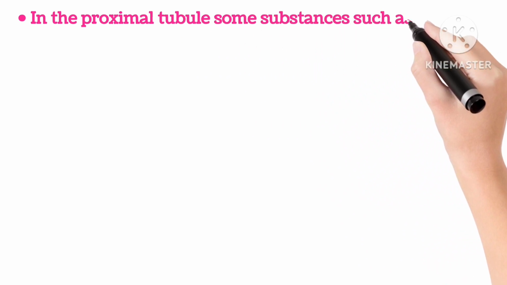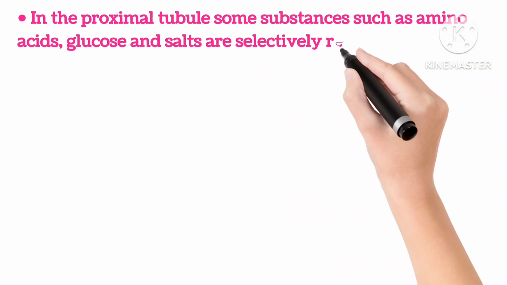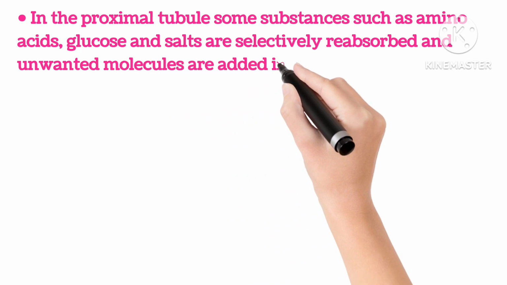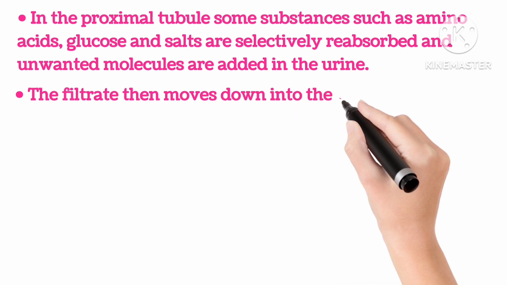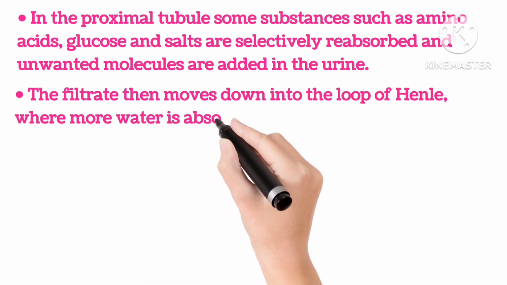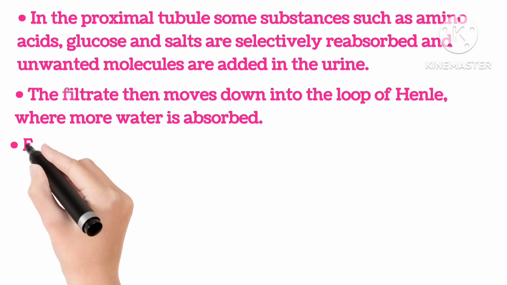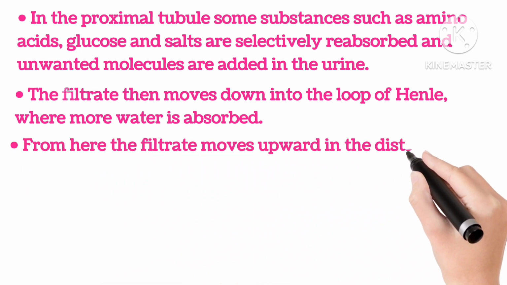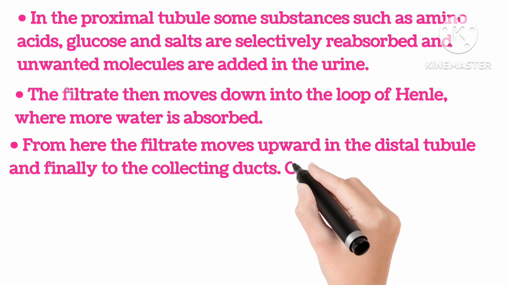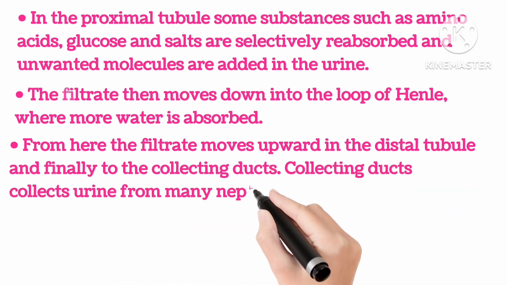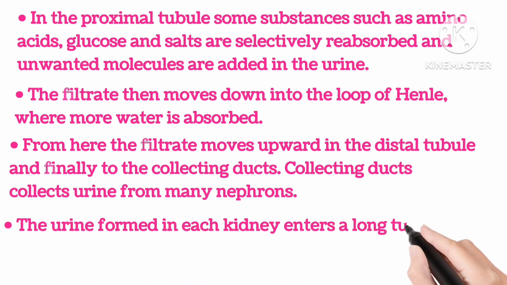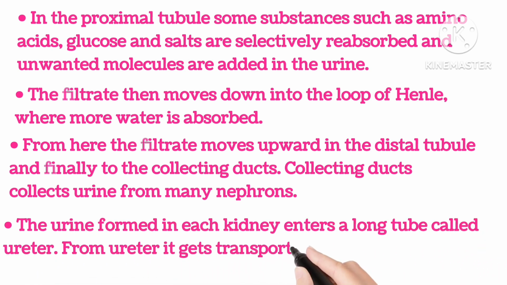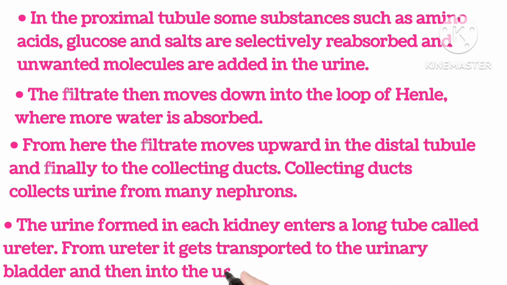In the proximal tubule, some substances such as amino acids, glucose and salts are selectively reabsorbed and unwanted molecules are added in the urine. The filtrate then moves down into the loop of Henle where more water is absorbed. From here, the filtrate moves upward in the distal tubule and finally to the collecting ducts. Collecting ducts collect urine from many nephrons. The urine formed in each kidney enters into a long tube called ureter. From ureter, it is transported to the urinary bladder and then to the urethra.